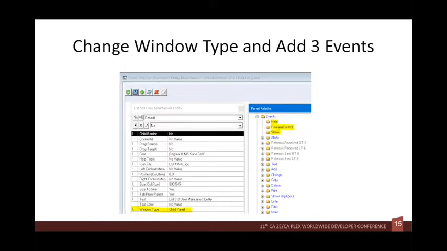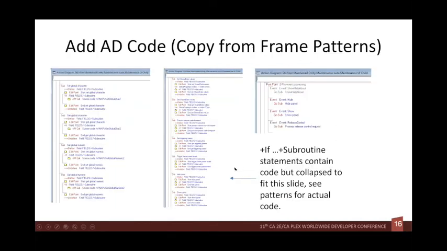You add those triples, then go into its panel and add three events: hide, release control, and show. You change the window type for that panel to child panel. Then you start copying and pasting all of the subroutines that you need, which you get from patterns. You go into the pattern functions and copy and paste all the subroutines into your obase child function, and add code for the events that you added to your panel.